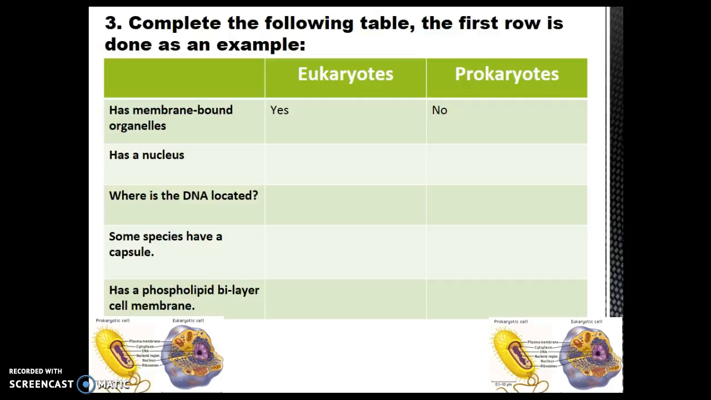Complete the following table. The first row is done as an example. The difference between eukaryotes and prokaryotes, the type of cell. Eukaryotes have a cell membrane. Prokaryotes don't. Do eukaryotes and prokaryotes have a nucleus? Where is the DNA located? Some species have a capsule or have a phospholipid bilayer cell membrane. Here are the answers.